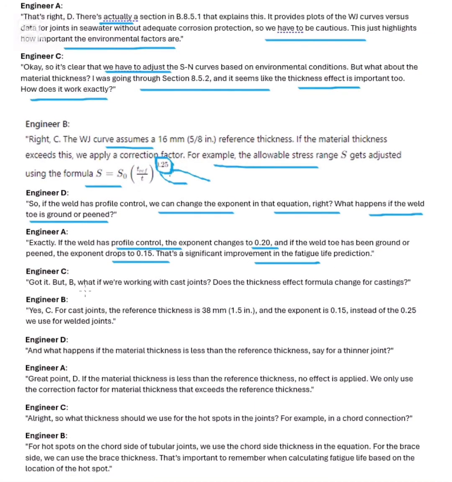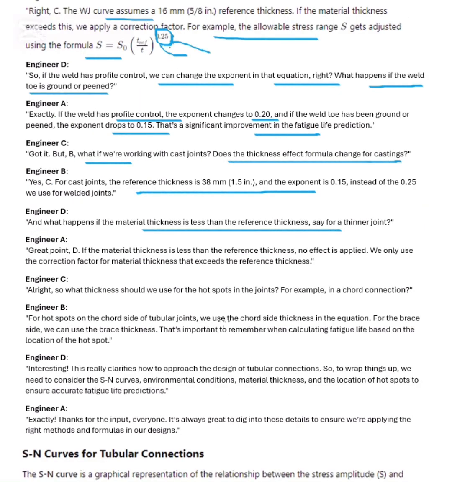So, got it. But what if you're working with cast joints? Does this thickness effect apply for castings? Yes. For cast joints we also use a reference thickness. And what happens if the material thickness is less than the reference thickness, say for a thinner joint? If the material thickness is less than the reference thickness, no effect is applied. We only use the correction factor for material thickness that exceeds the reference thickness.